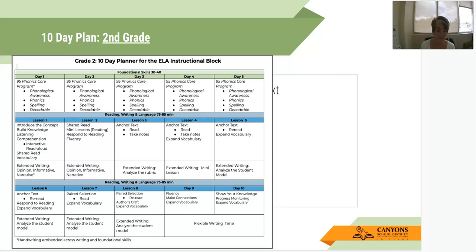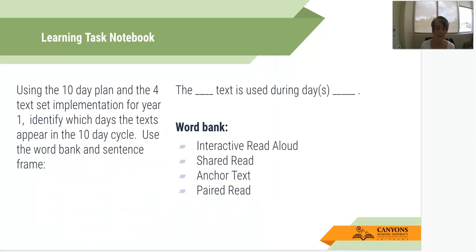So I want you to go now to your Learning Task Notebook, use the 10-day plan and the 4 text set implementation for year 1, and identify which days of these texts appear in the 10-day cycle. Here's a hint: use the 10-day plan. Use the word bank and the sentence frame. The blank text is used during days blank. Interactive read aloud, shared read, anchor text, paired text is your word bank. So what days or lessons is this used on, to complete this sentence frame? Go ahead and go to your Learning Task Notebook.